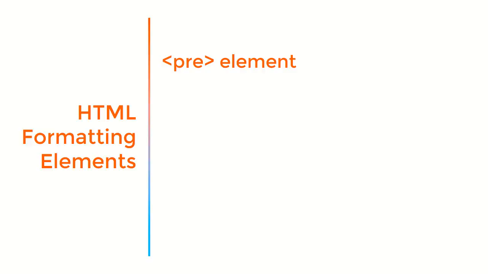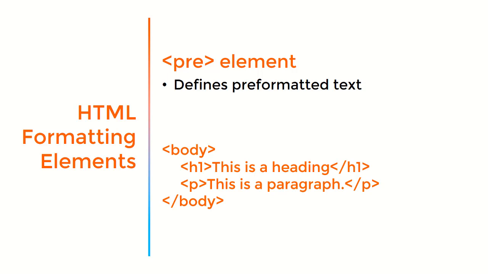The pre tag is used to define preformatted text. The browser will render the enclosed text with white spaces and the line breaks as written in HTML source code. Let's consider a few examples. Suppose we wanted to display text that includes such content as code like this. This is one of the places where the pre element becomes handy. Let's see it in practice.